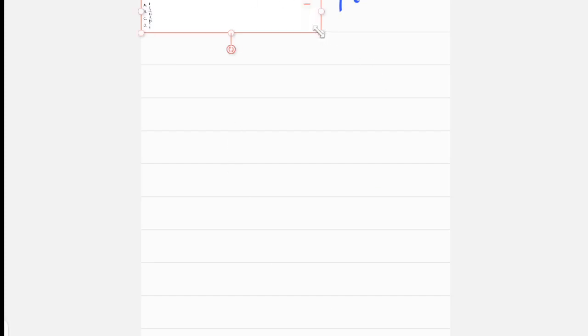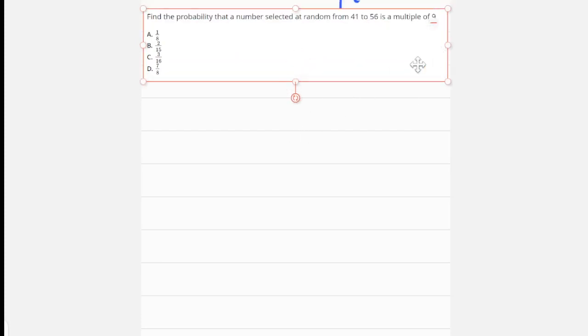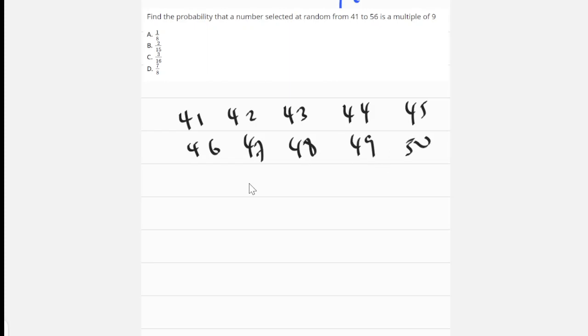We have that you have to find the probability that a number selected at random from 41 to 56 is a multiple of 9. If I were you, I would first of all know all the numbers between 41 and 56. Those numbers are what? I have 41, 42, 43, 44, 45, 46, 47, 48, 49, 50, 51, 52, 53, 54, 55, 56.